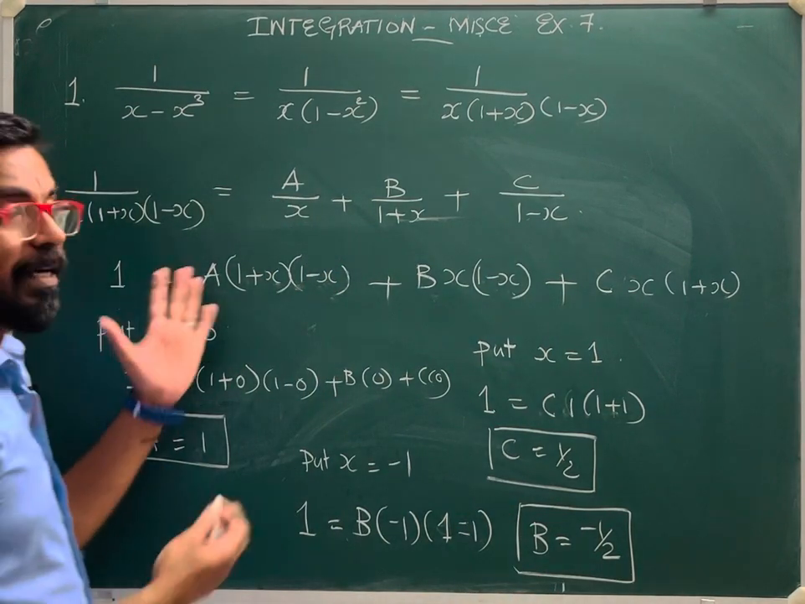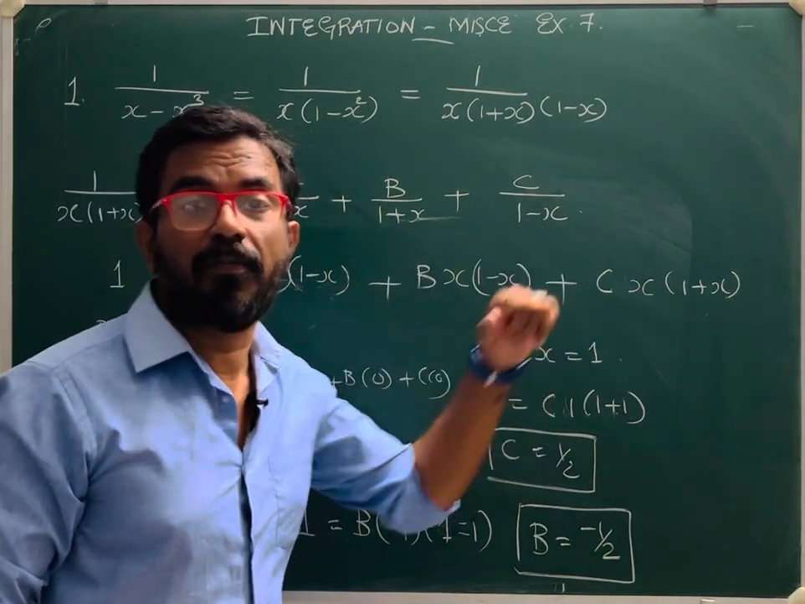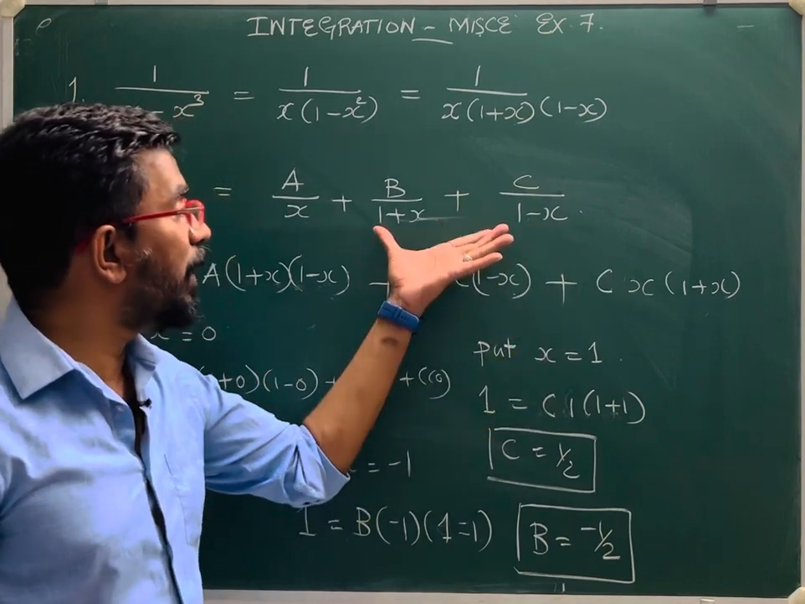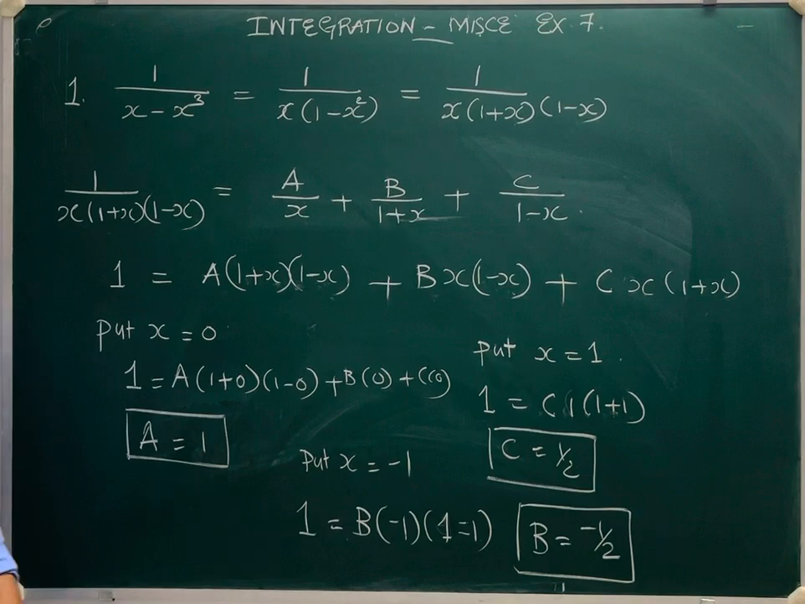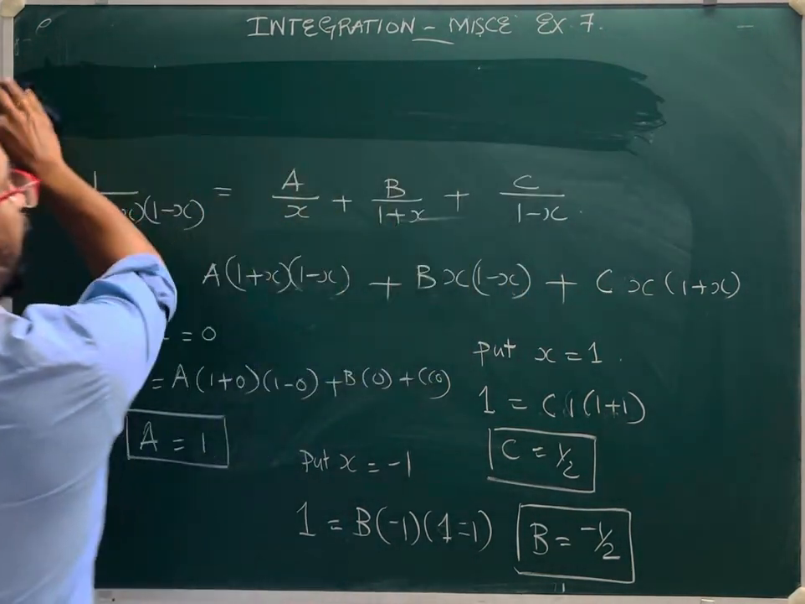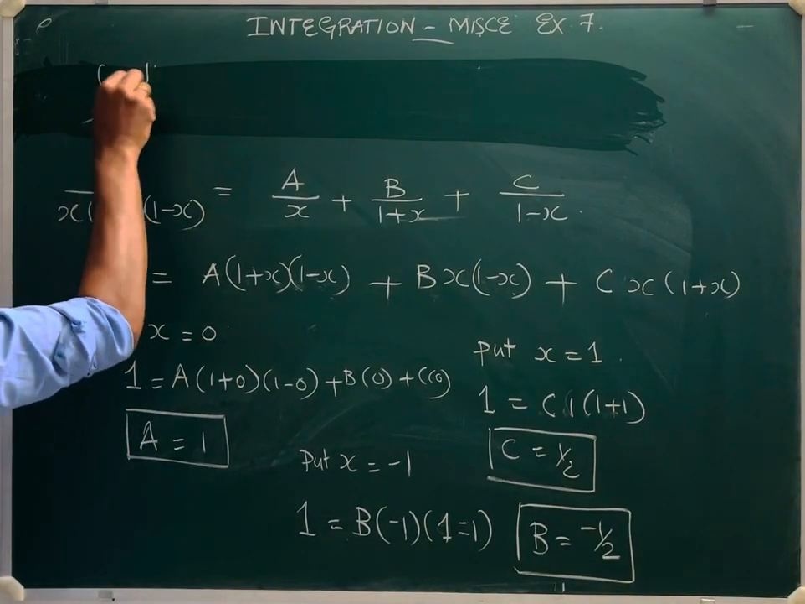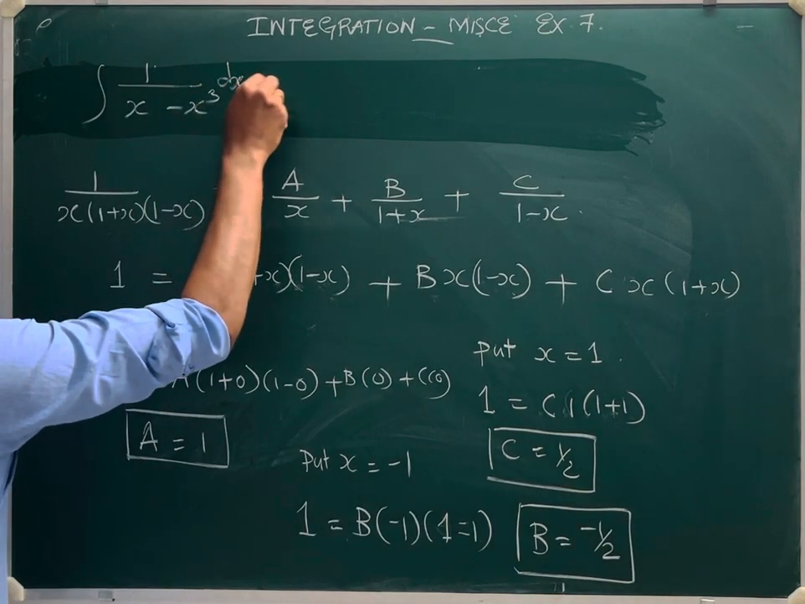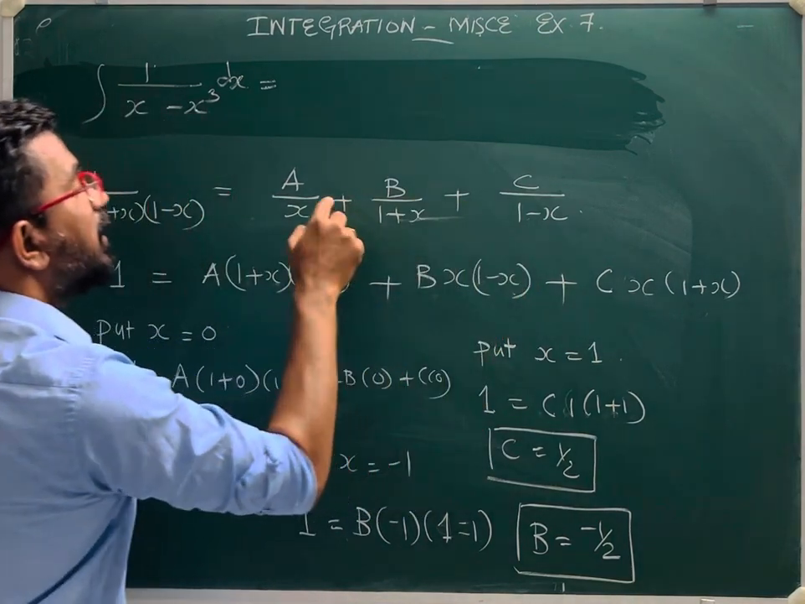Now the good thing, see, I didn't integrate, I just converted my question into another form, which we call the partial fraction method. Through that form, now you see how easily I will integrate. What I will do is, in the place of this question, instead of integrating 1 by x minus x cube dx, since this is equal to this and this is equal to this, I will just integrate this.